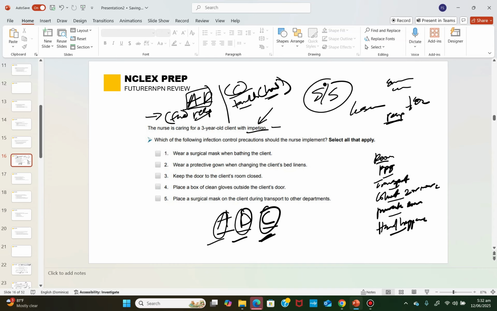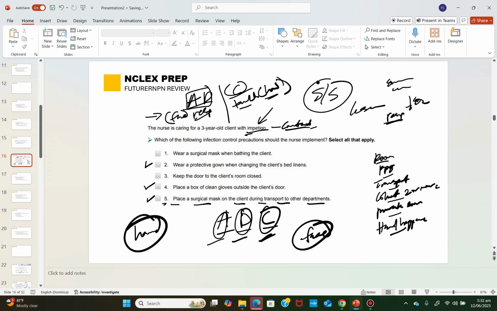So now, this is a contact infection. I'm trying to correct something you did. This is a contact infection. Now, see what you selected. You selected 2, which is definitely correct. You selected 4, which is definitely correct, but you selected 5. Now, this is contact. So why are you selecting 5? Because placing a surgical mask on the client during transport to another department does not have anything to do with contact. For contact, you are protecting your hand.